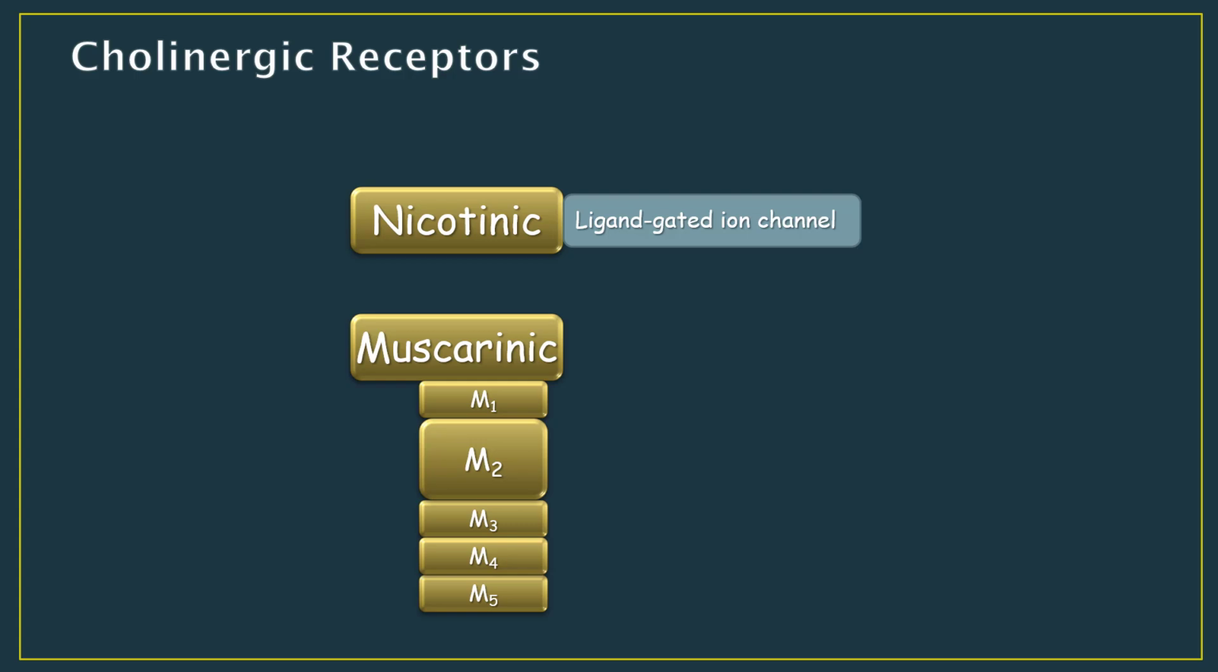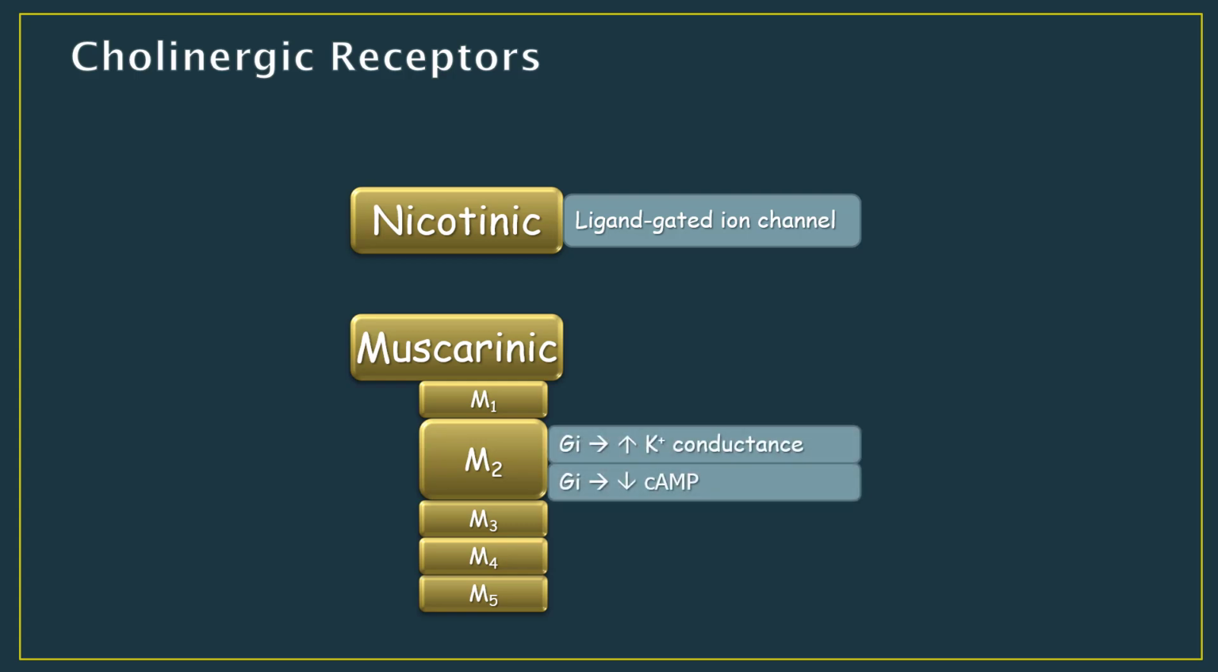Muscarinic receptors are of various types. M2 are the most common receptors. I'm just going to mention M2. The way it works is through G inhibitory protein, which can cause either increased potassium conductance or a decrease in cyclic AMP inside the cell, which will lead to the effects in the target cell.